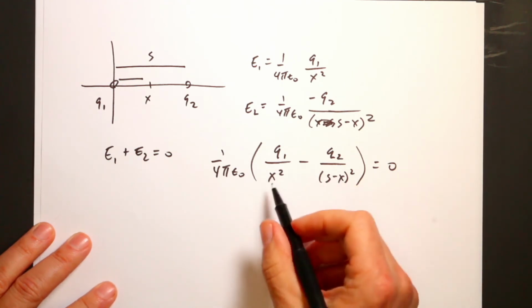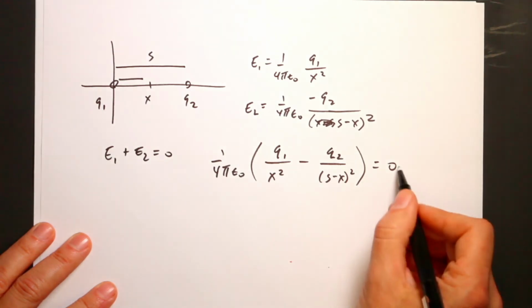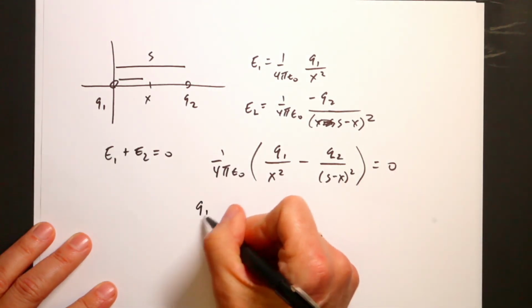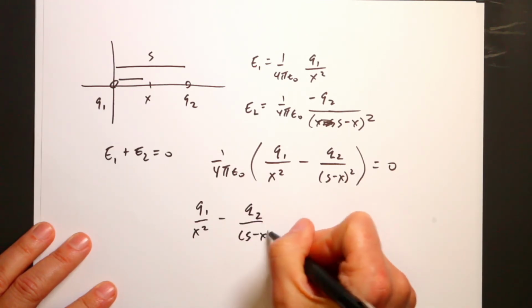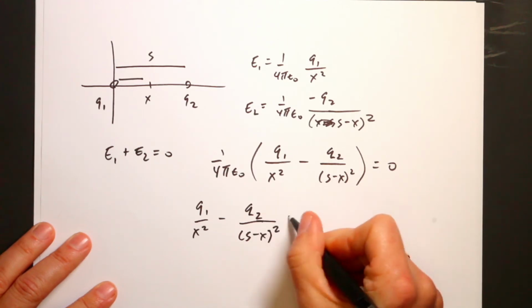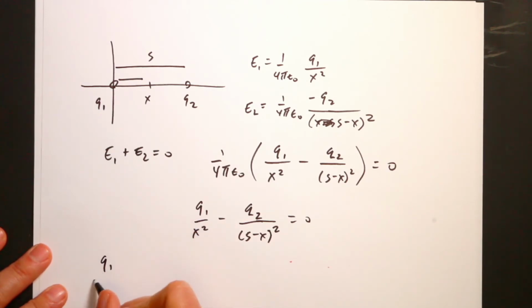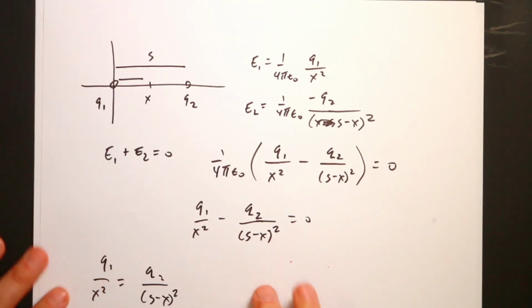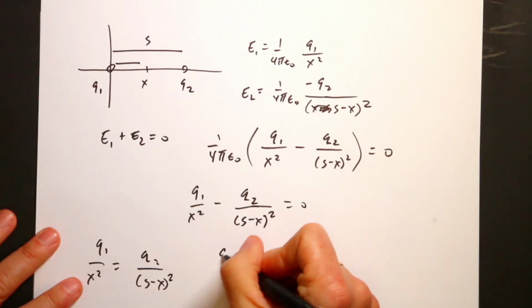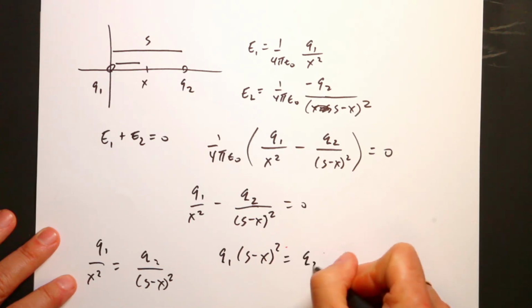If I multiply both sides by 4 pi epsilon naught, it goes away because there's 0 on the other side. I get Q1 over x squared minus Q2 over (s minus x) squared equals 0. Add that to both sides, and I get Q1 over x squared equals Q2 over (s minus x) quantity squared. Then I cross multiply, which you can barely see, that's my fault, and I get Q1 times (s minus x) quantity squared equals Q2 x squared.